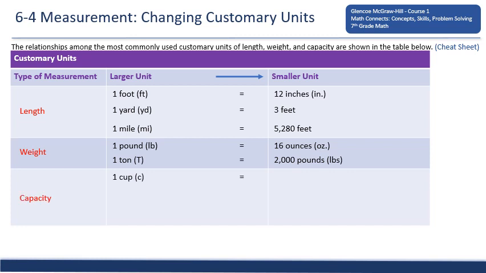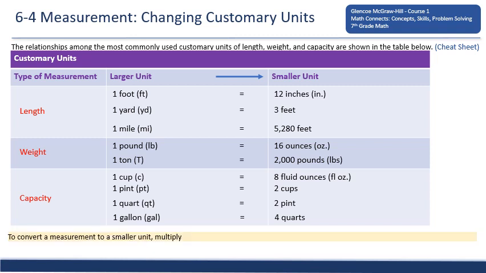Capacity, 1 cup equals 8 fluid ounces. 1 pint equals 2 cups. 1 quart equals 2 pints. And 1 gallon equals 4 quarts. To convert a measurement to a smaller unit, multiply. To convert a measurement to a larger unit, divide.